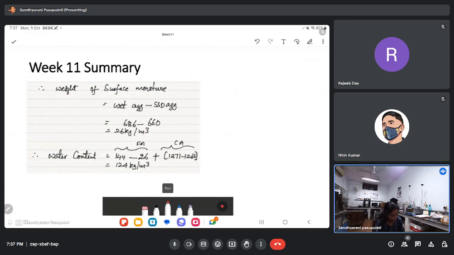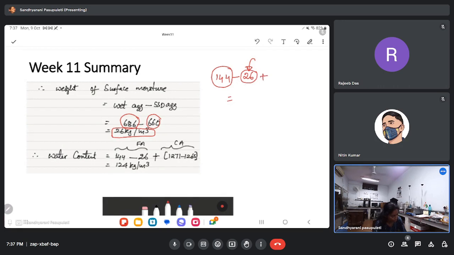So how much is that water content? Let us say when we have wet aggregate, the weight is 686. When we have SSD, that means without the surface moisture, this is 660. That means 26 kg per meter cube is the extra water. This is per coarse aggregate. So what we are going to do now? Our total water content is 144. From this, whatever this extra water content we have, we have to remove. Because without knowing that there is already this much water, we estimated that we need 144. Now we don't need to add 144 because there is already an existing 26. So let us remove that.